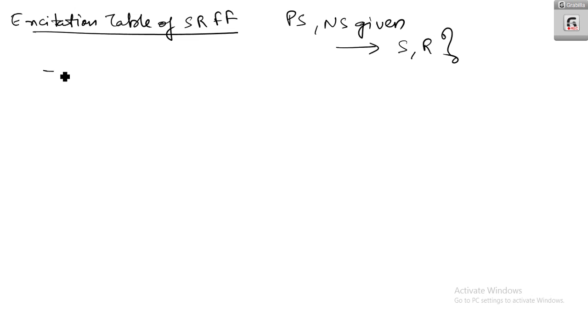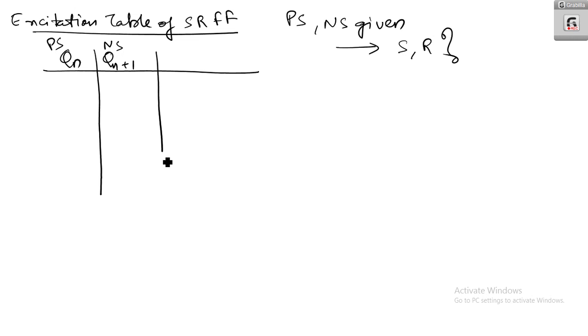So I am drawing the excitation table. I am having Qn, that is the present state, and Qn plus 1, that is the next state. Now you need to find the values of S and R. Here there are different cases. Present state can be 0, next state can be 0. Present state 0, next state 1. Present state 1, next state 0. Present state is 1 and next state is also equal to 1.